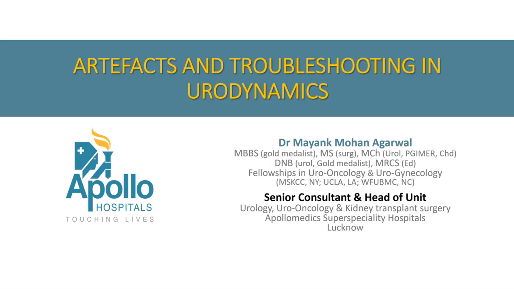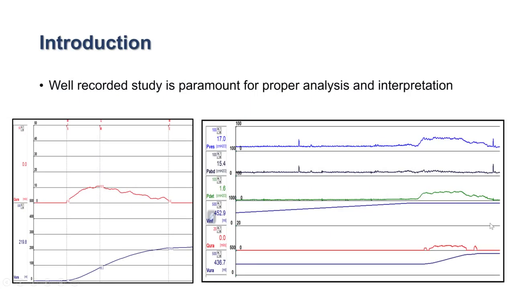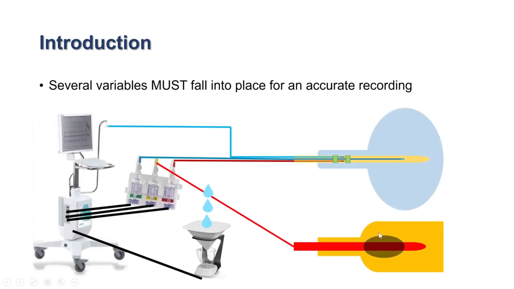Today I will be discussing artifacts and troubleshooting in urodynamics. So a well-recorded study is paramount for proper analysis and interpretation, as exemplified by a uroflowmetry on the left side and a urodynamics which visibly is well calibrated in terms of P vesicle and P abdomen and proper zeroing, with the well recorded P det and flow.